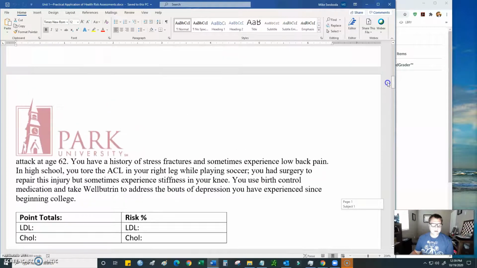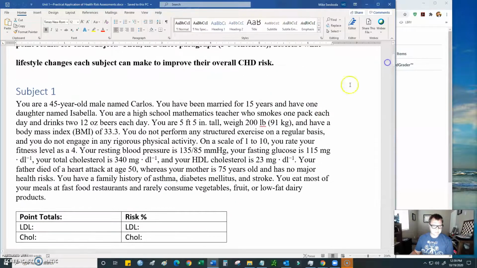If we go back to our first scenario here, we have a 45-year-old male named Carlos. The first thing you want to make sure of is that you are noting he is 45 and a male. He smokes a pack a day. His blood pressure is 135/85. Total cholesterol is 340. HDL is 23. He has a family history of all this, but he doesn't have any of that himself.